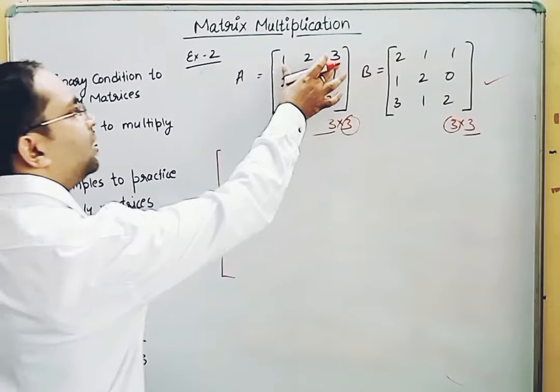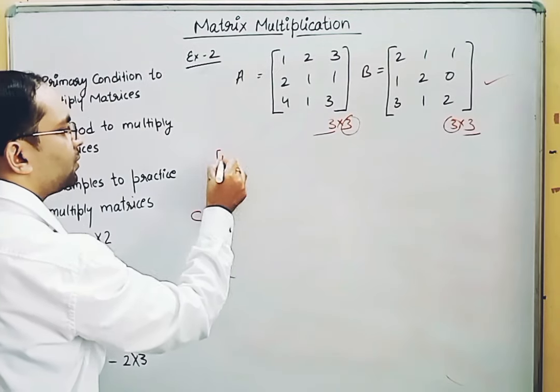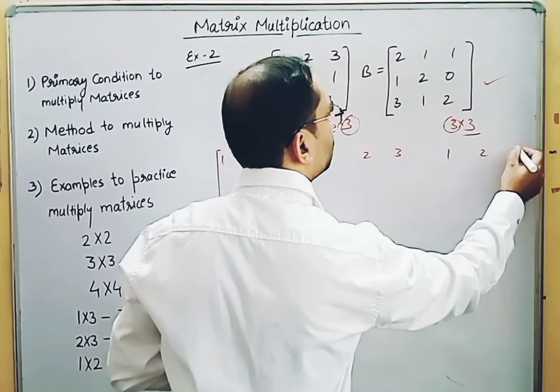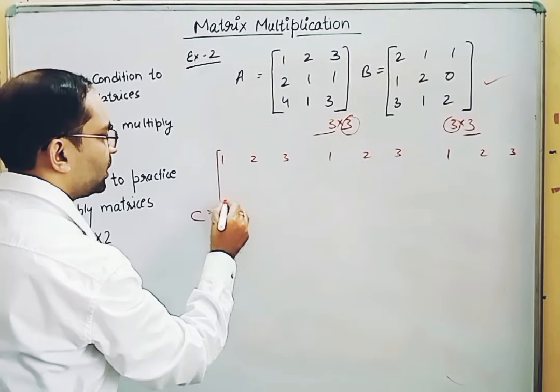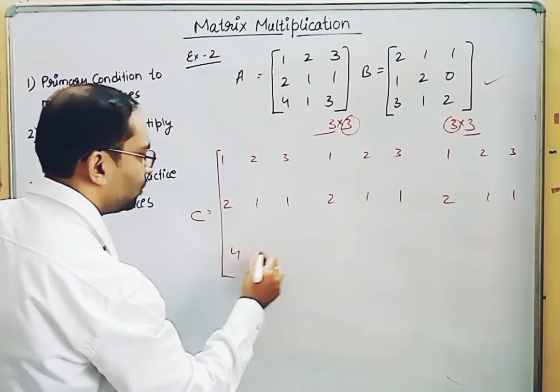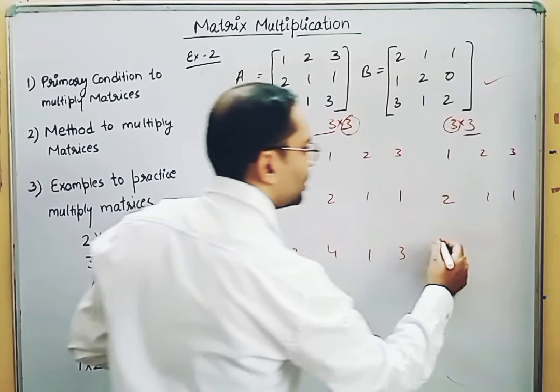So I'll repeat this first row in the first row 3 times. So this is 1, 2, 3. Then I'll write 1, 2, 3. And also I'll write 1, 2, 3. Similarly, we'll write second row. So this is 2, 1, 1, three times. And in the third row, this is 4, 1, 3, three times.